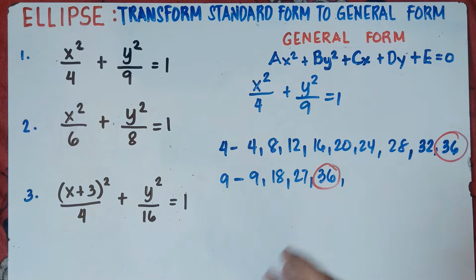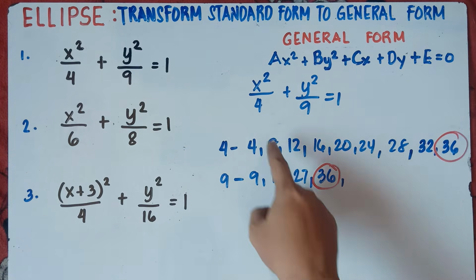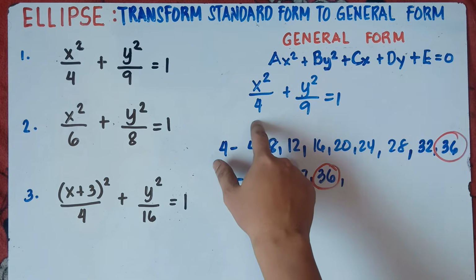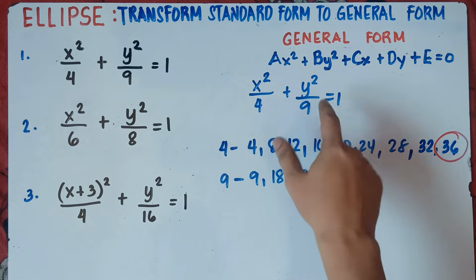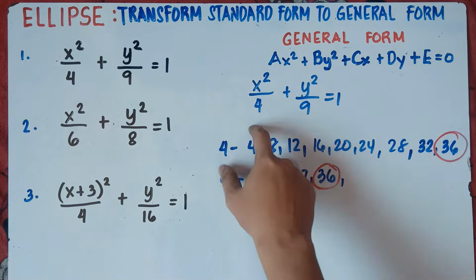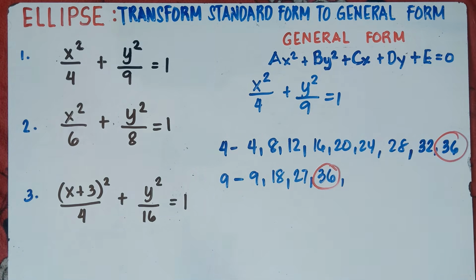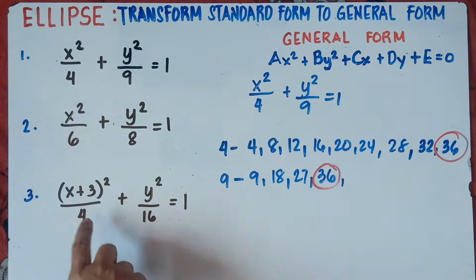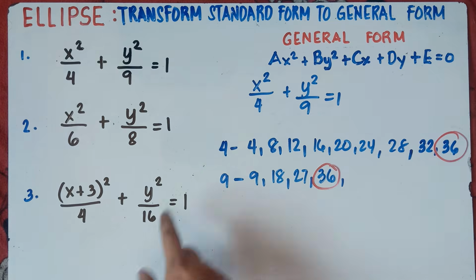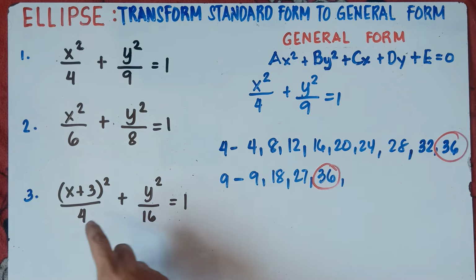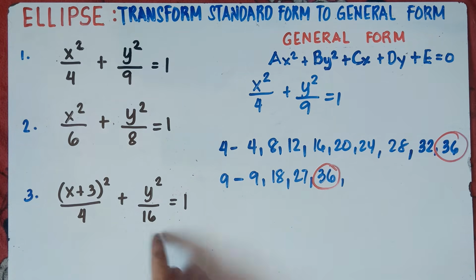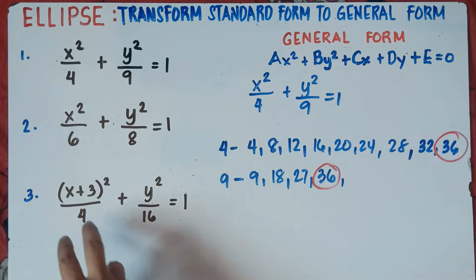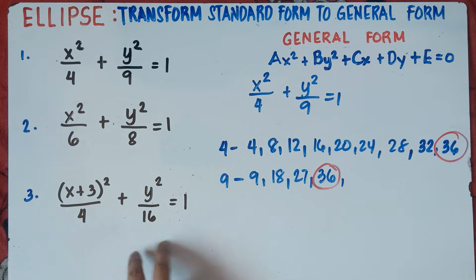There are some cases where you can simply multiply the denominators, 4 and 9. 4 times 9 is 36, so the LCM is 36. But not all cases, class. Check example number 3: 4 times 16 is 64, but the LCM of 4 and 16 is only 16. The least common multiple of 4 and 16 is only 16.